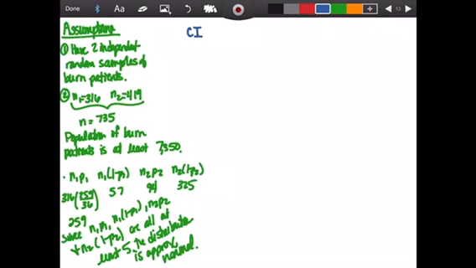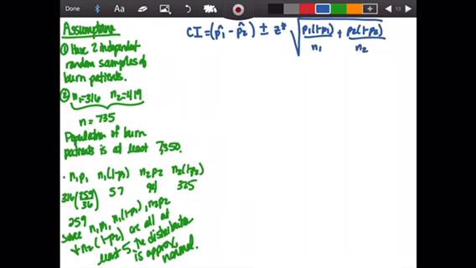Now let's calculate our confidence interval. Our confidence interval is our statistic, P hat 1 minus P hat 2, plus or minus our critical value, times the standard deviation of our statistic, the square root of P1, 1 minus P1 over N1 plus P2, 1 minus P2 over N2. Since we're predicting P1 and P2, all we can use is our sample data, so this is really standard error, which is an approximation for the standard deviation.